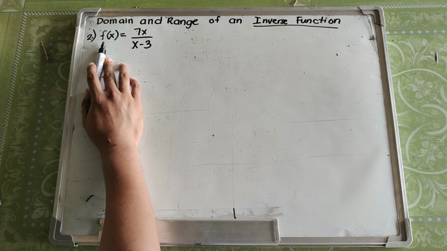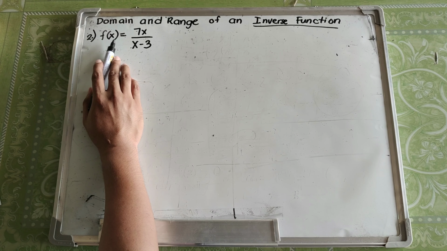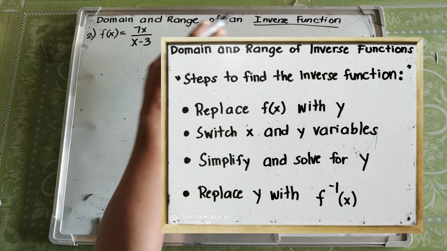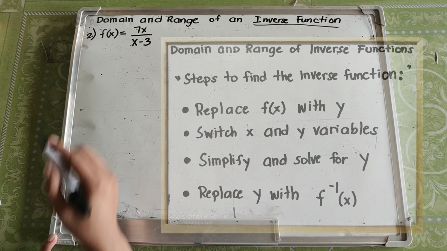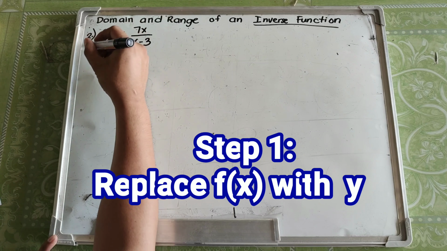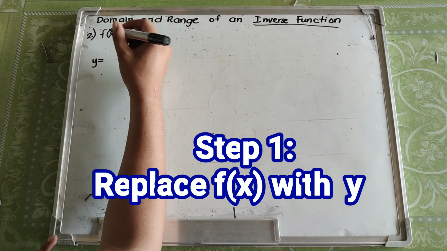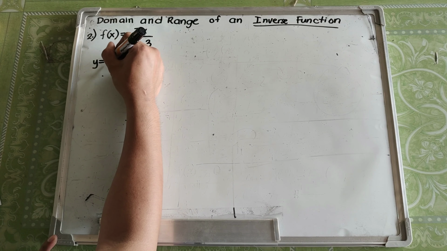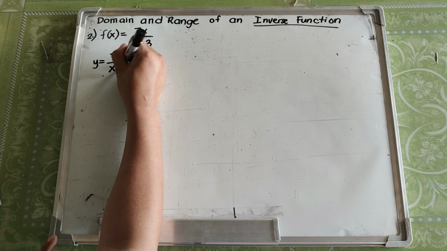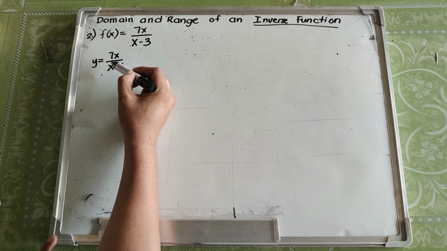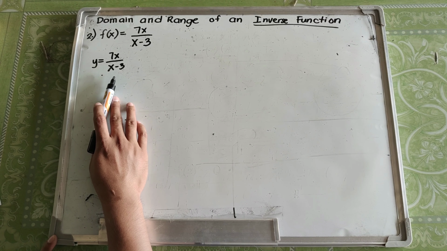So first step natin, anong gagawin? We have to convert this rational equation into an inverse function. So we have to apply the 4 steps in converting this into an inverse function. Ano yung first step natin? Replace f of x with y. Palitan natin si f of x with y. Then, copy. Do not change anything from the equation. Yan. First step natin, replace f of x with y. Then copy 7x all over x minus 3.